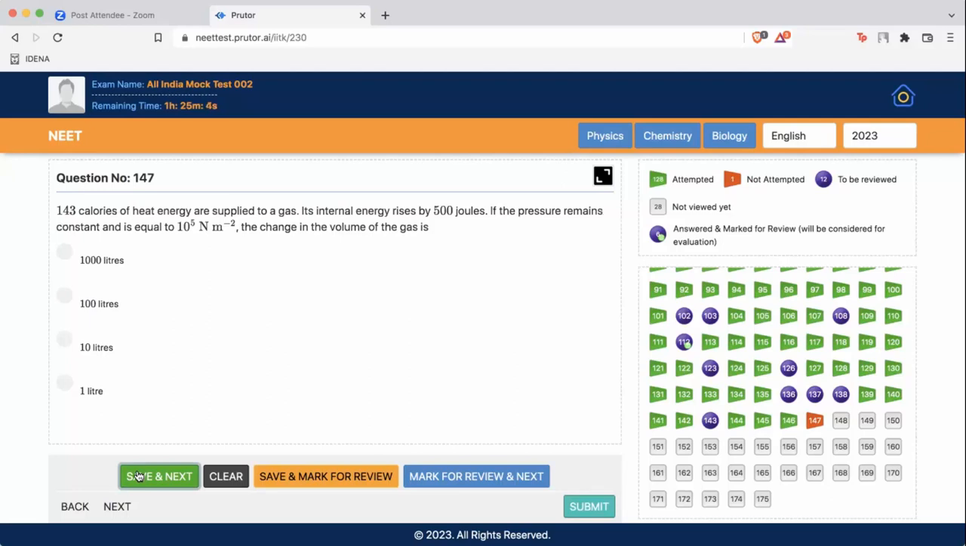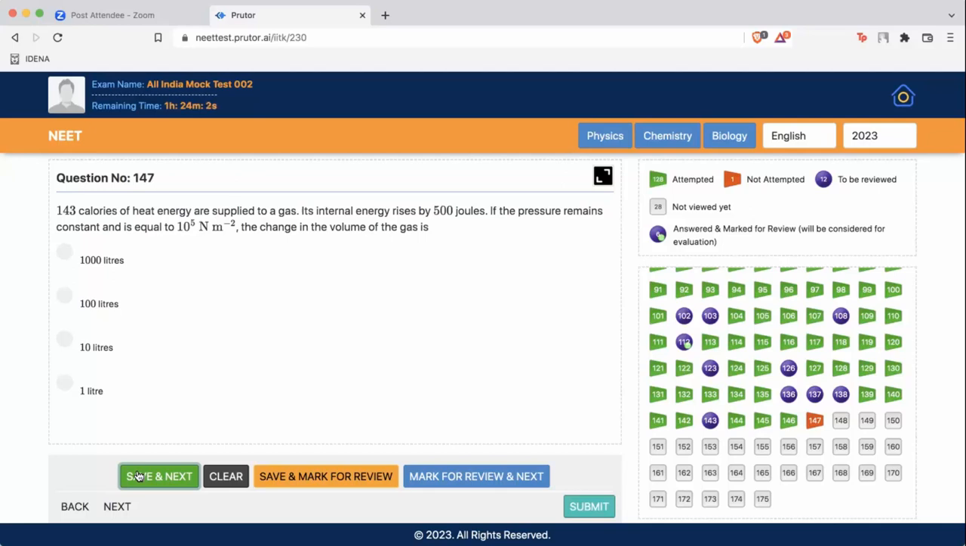143 calories of heat energy is supplied to a gas. Its internal energy rises by 500 joules. Delta Q is equal to delta U plus P delta V, that's your work. The pressure remains constant. So we want to convert the calories into joules. 1 calorie is equal to 4.2 joules. So 143 into 4.2, let's just take it as 4, that's roughly about 600 joules.